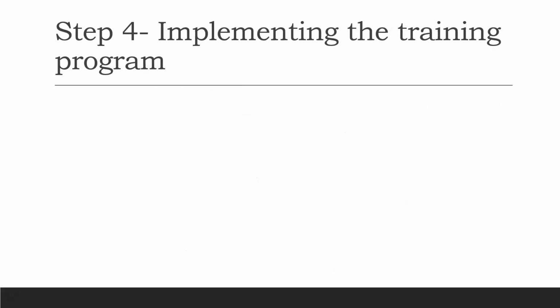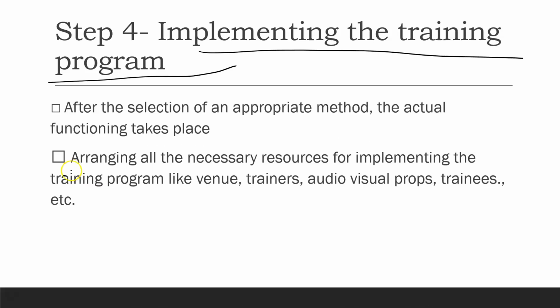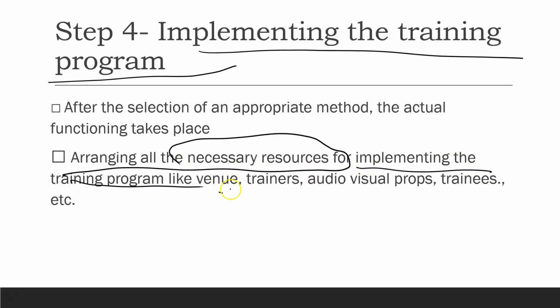Then in stage 4, you need to implement the training program. Obviously, after assessing the needs, planning objectives, and choosing a particular method of training, what you need to do is implement. So how can we implement? By arranging all the necessary resources for implementing the training program, like venue, trainers, visual aids, training material, etc.